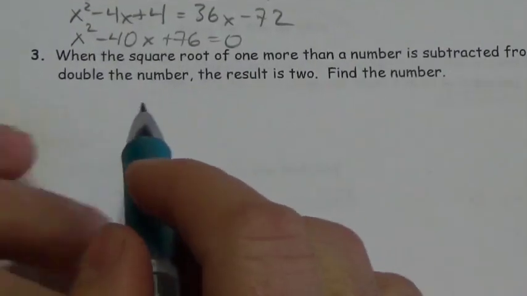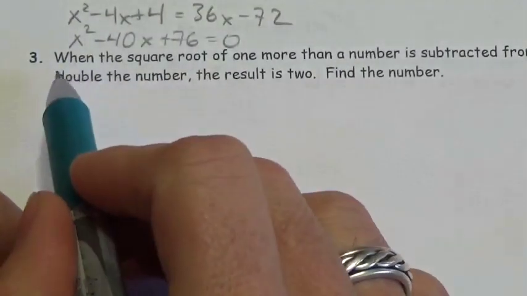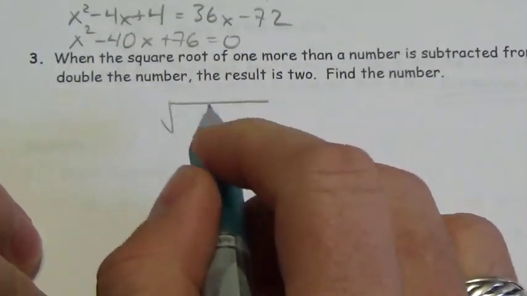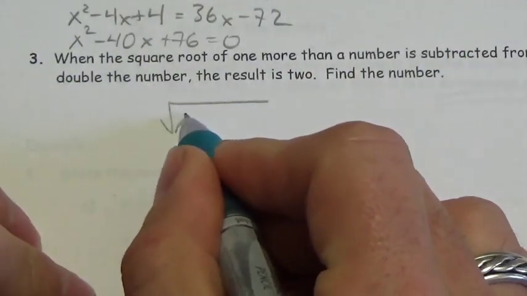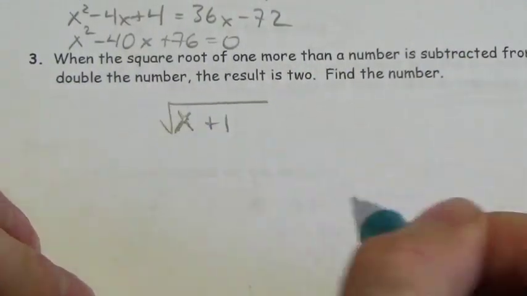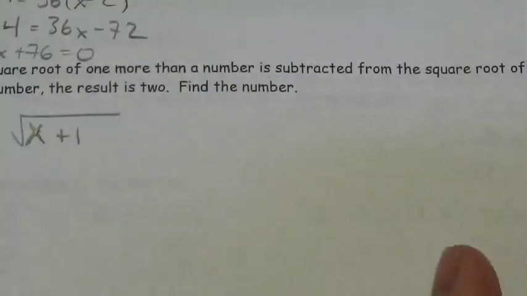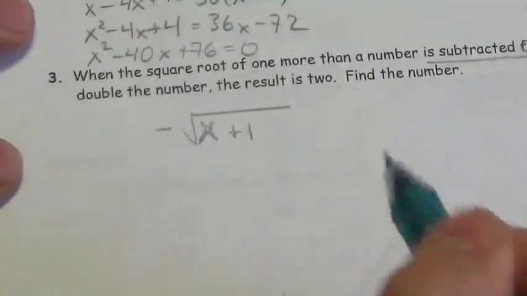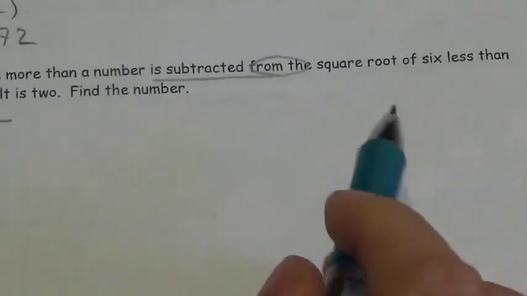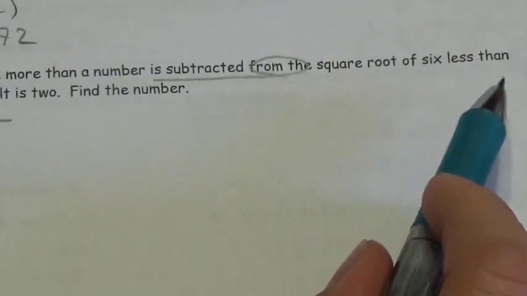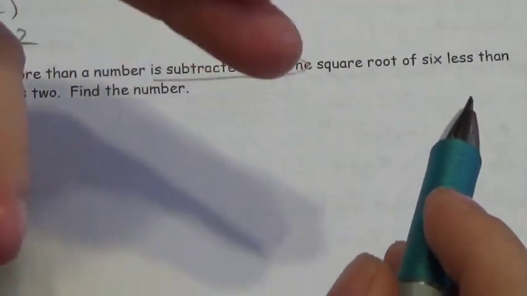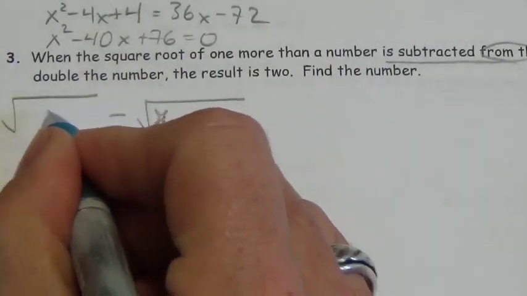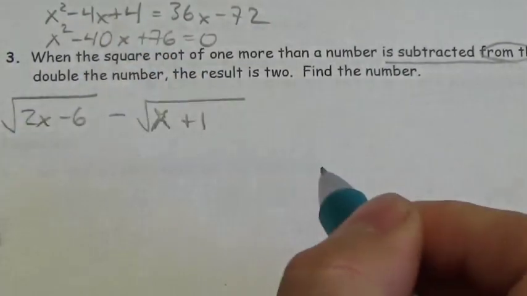All right, let's take a look at another one here. Same sort of thing as the previous question. So, the square root of one more than a number. Well, that's easy. One more than a number is simply going to be x plus 1. Is subtracted from. Okay, so that means I'm taking this away from something else, so the negative is going to come in front of that. And what I'm reading here is the square root of 6 less than. Now, we've already come across that. Less than means I'm subtracting 6 from something. Less than double the number. So the square root of 6 less than double the number.